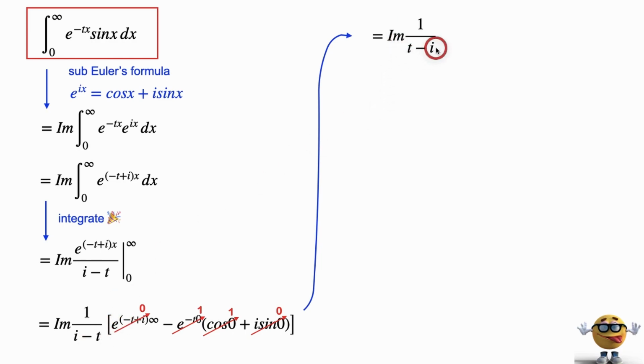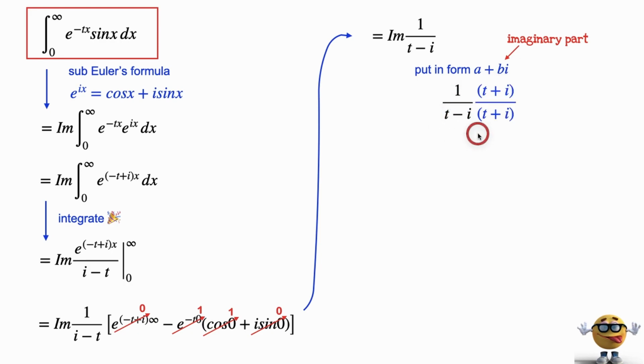Okay, now last part is to deal with the imaginary part. How do we extract the imaginary part out of this? Well, we need to put it in the form of a plus bi, where a is the real part and b is the imaginary part. So we've got to find out what b is. We'll take this fraction and multiply the top and bottom by the conjugate, and knowing that i equals the square root of negative 1, so i squared equals negative 1, this simplifies to t plus i divided by t squared plus 1.